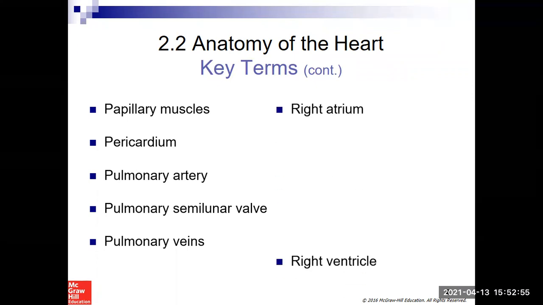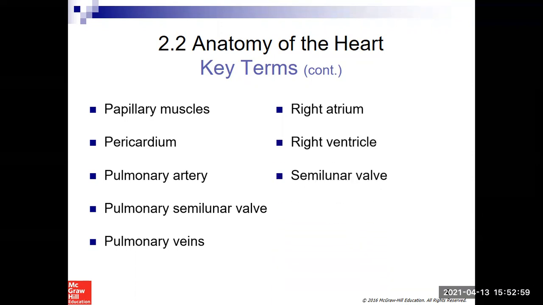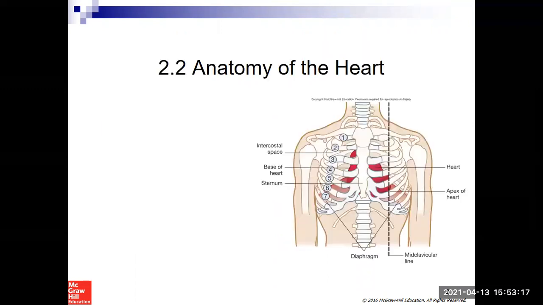Right atrium, right ventricle, semilunar valve, tricuspid valve, and the vena cava. Most of these terms are already familiar to you, so make sure you know the ones. Papillary muscle is about the only one that would be considered new. All right, so the anatomy of the heart.